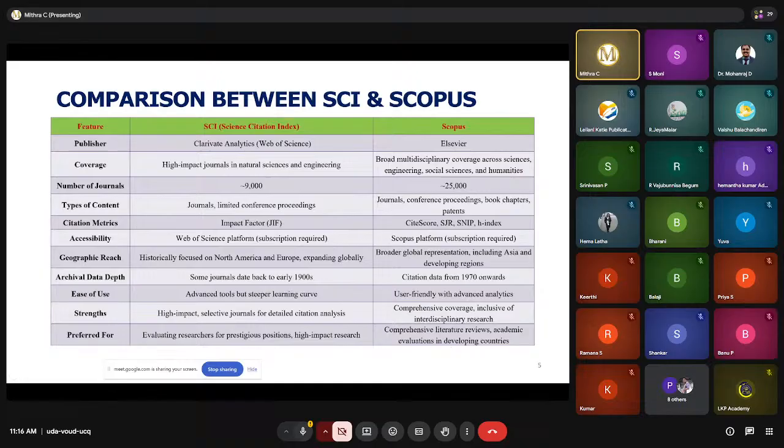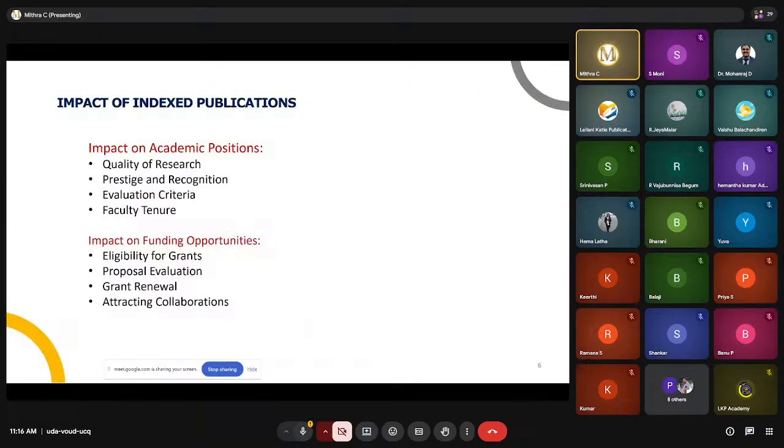All these things are the main. So based on this, as of now, I hope you get the clarity of what is SCI and what is Scopus coverage. Now let me focus on the impact of indexed publication. Why is this much importance given to SCI and Web of Science indexed journals? First of all, I'll tell you in which places it is getting more importance.